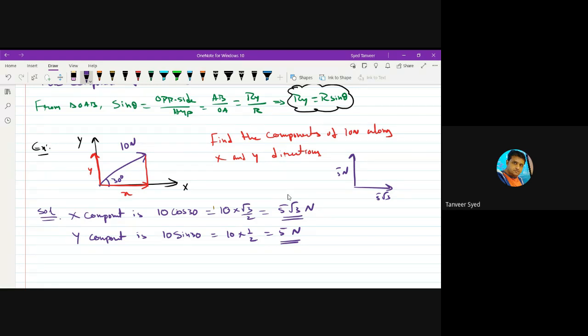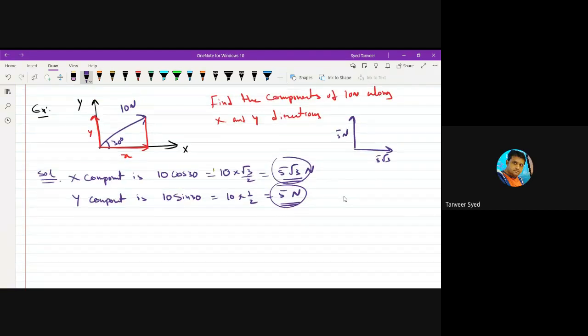Similarly, this 10 Newton force we have split into two parts, one horizontal and one vertical. The magnitudes of those parts are 5 root 3 and 5. If this is correct, then when you combine these two parts, you should get the same vector. Then what we have done here is correct. So let us check whether we have split it correctly or not. I have 5 root 3 Newton in the X direction and 5 Newton in the Y direction. Now I want to combine them. Combining means adding. Adding means finding the resultant.